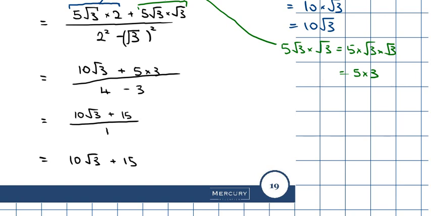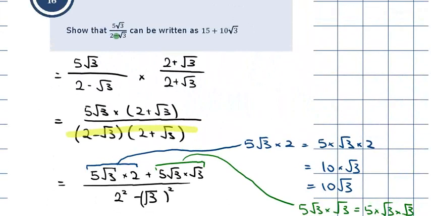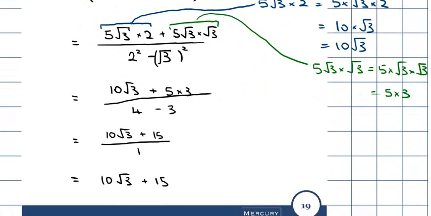Okay, so that's it really. Let's go and look at what the question said. Yes, they said that it can be written as 15 plus 10 root 3. What have we got? 15 plus 10 root 3. So that's all good. Nothing too tricky here.